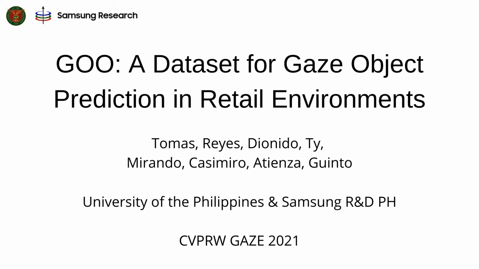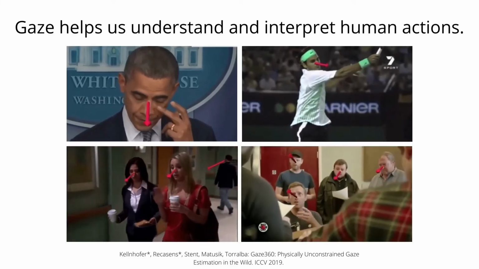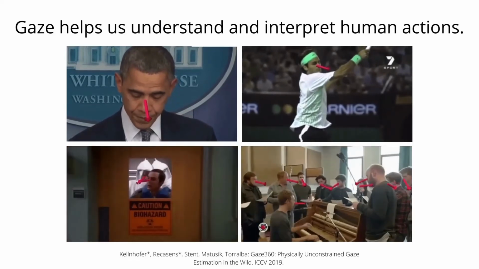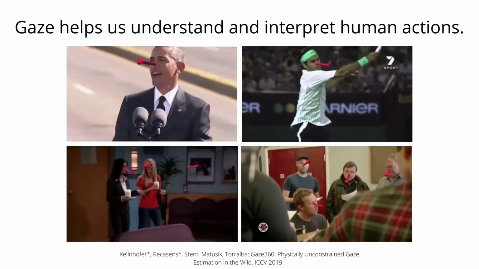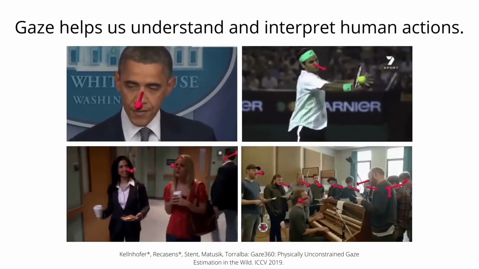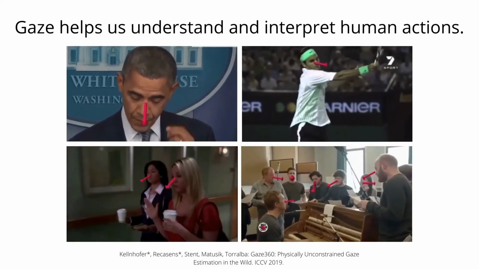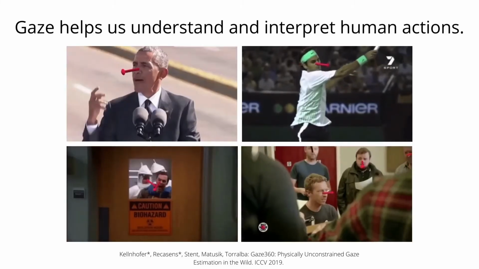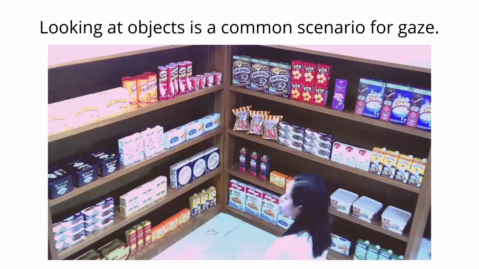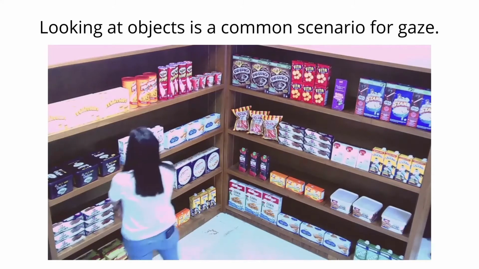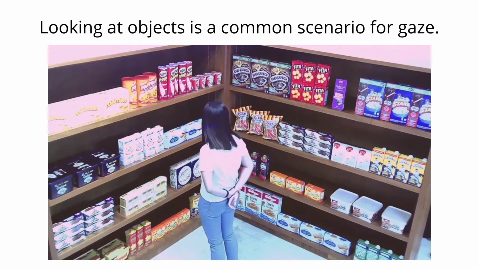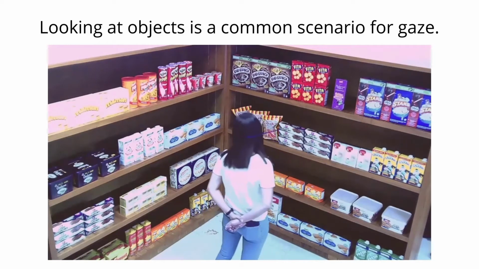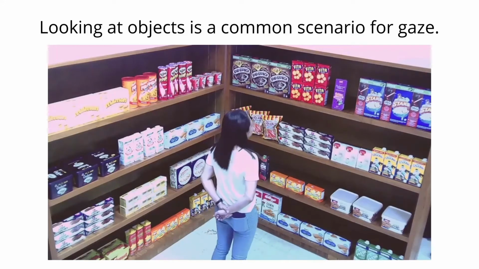Gaze, or knowing what someone is looking at, clues us in as to what a person might be doing. People looking at each other are likely communicating. Someone looking at a traffic light may be planning to cross the street, or a person looking at a cereal box may be considering buying it. A common scenario for gaze is for people to look at objects, if it just caught their attention or if they're interacting with the object. Needless to say, being able to identify the object being gazed at helps us in understanding a scenario.